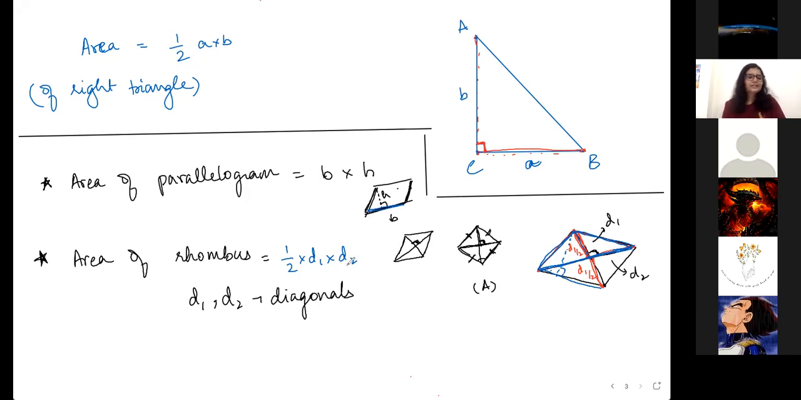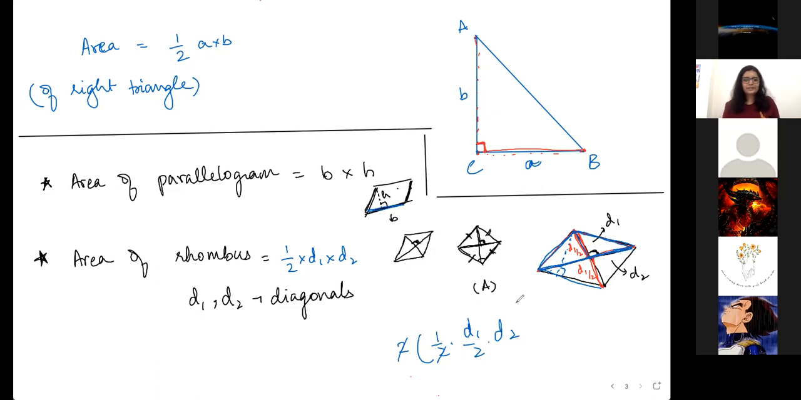You also need to do that final simplification. So you got twice of half into d1 upon 2 into d2. This twice and half multiplication is there, right? They get cancelled. So you end up with half into d1 into d2. That's how it is.